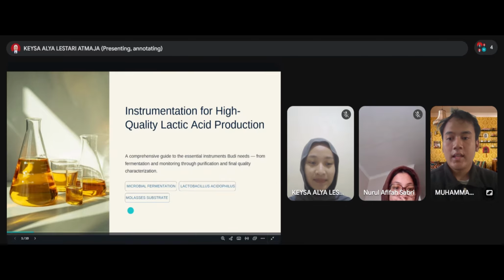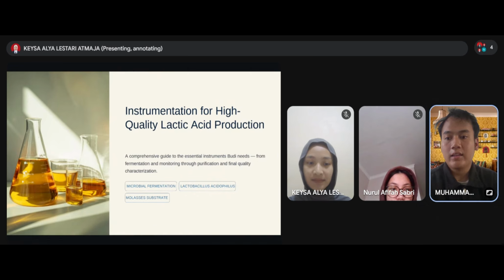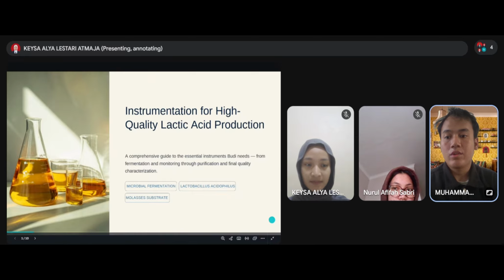In this presentation, we will discuss the key instruments involved in the lactic acid production process, from fermentation to final product characterization. We aim to show how each instrument contributes to ensuring the quality, stability, and overall performance of the process.